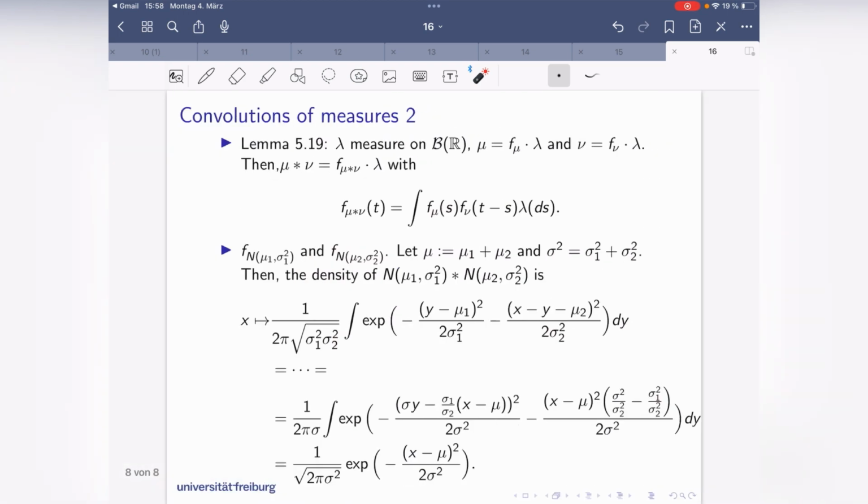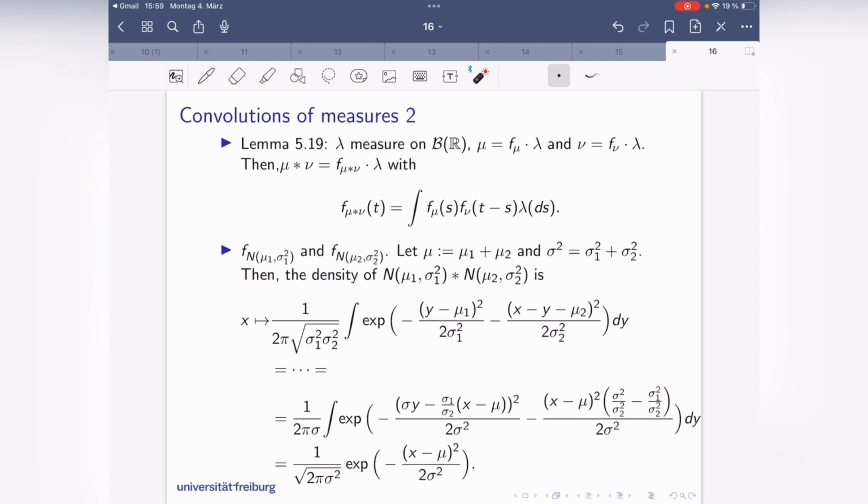That was the first example, and the second one is with normal distributions. I have two measures, mu and nu, with densities f mu and f nu with respect to the Lebesgue measure. Then the convolution again has a density, and its density can be computed like this. t is the same left and right. s has to be somewhere, and f nu then has to be like that. So s plus t minus s equals t, and that's the value here also, and I integrate over s. That's the point.